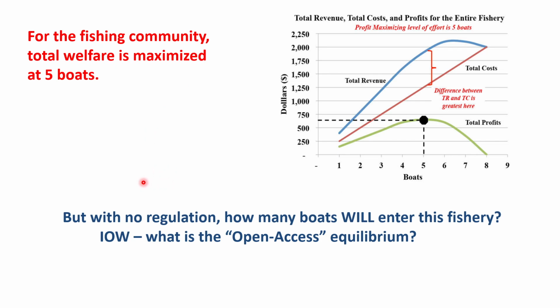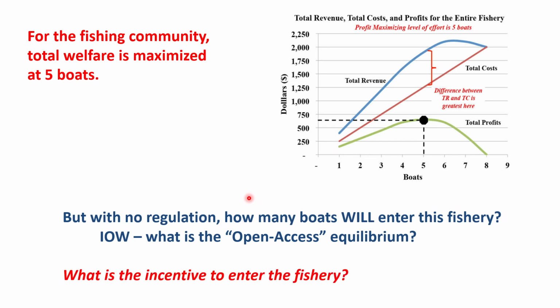But this is an open access problem. So with no regulation, how many boats will enter the fishery? In other words, what is the open access equilibrium? How do we figure that out? Well, we focus on what is the incentive for boats to enter the fishery in the first place.